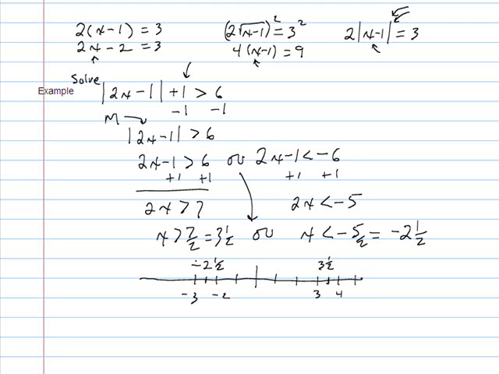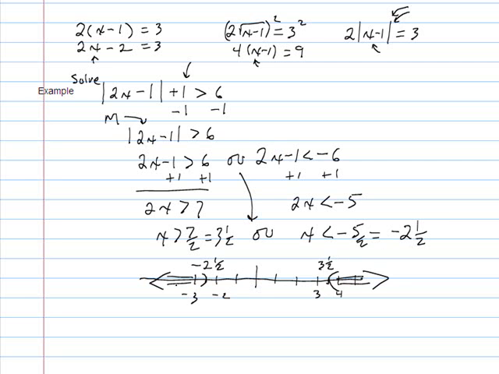Now, my solutions are any numbers that are either bigger than 3.5, well that would be these numbers, and I'm using a round bracket because it's bigger, it's not bigger than or equal to. Or they're smaller than -2.5, so that would be numbers this way. So that would be my graphical answer.